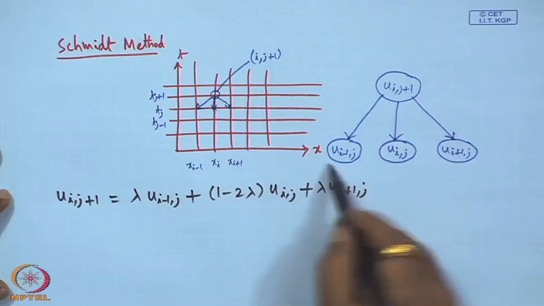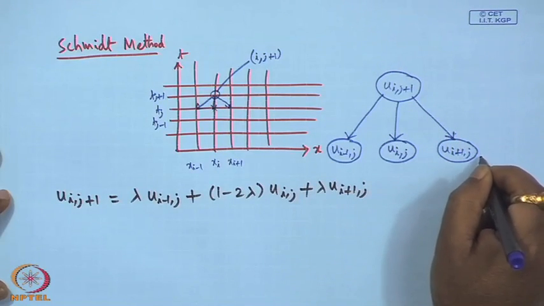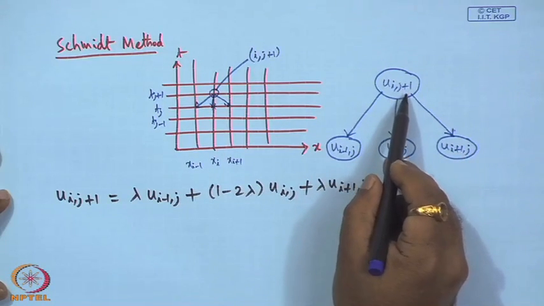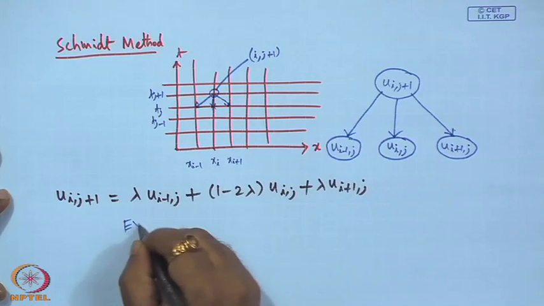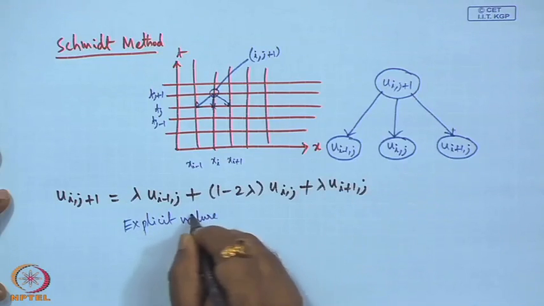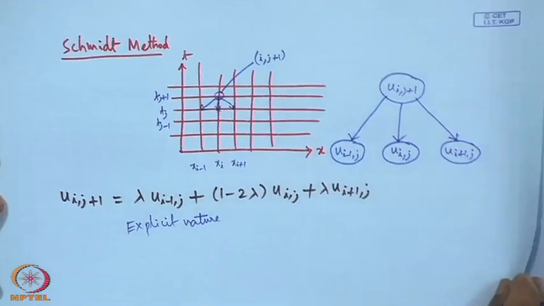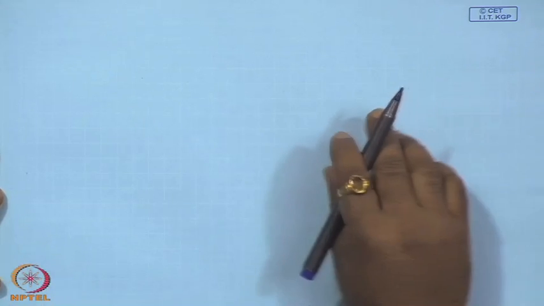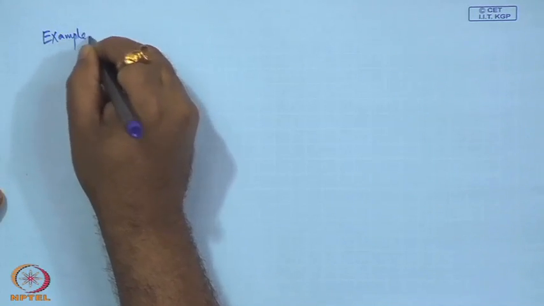Okay. So, this is explicit, because if you know the values at jth time level, we can compute at j plus 1 time level. So, this is the explicit nature of this method. Okay. So, let us see with an example.